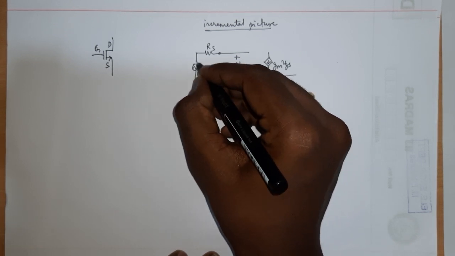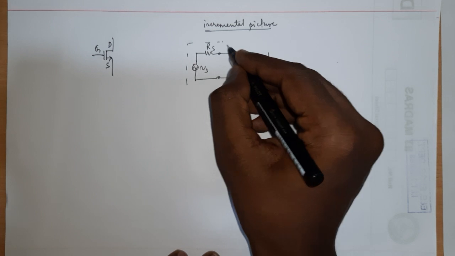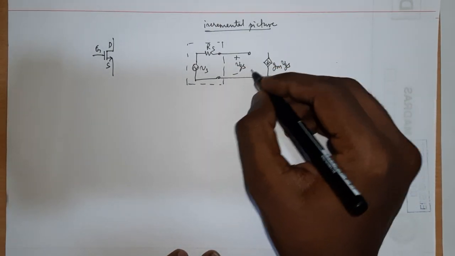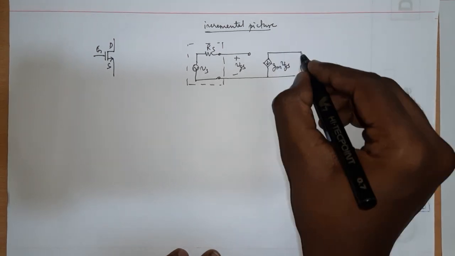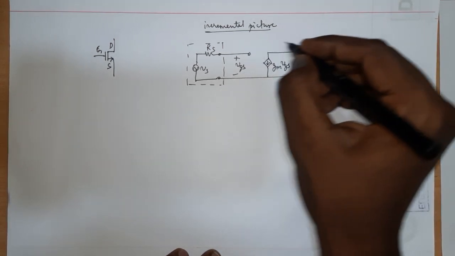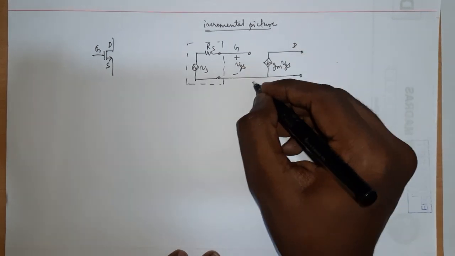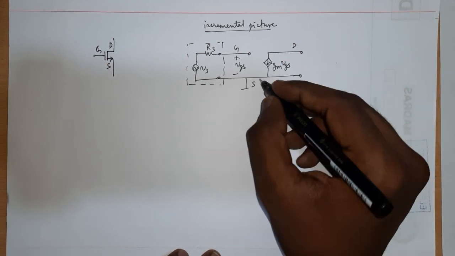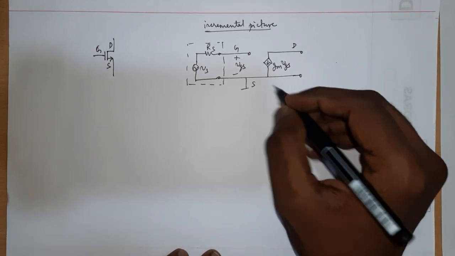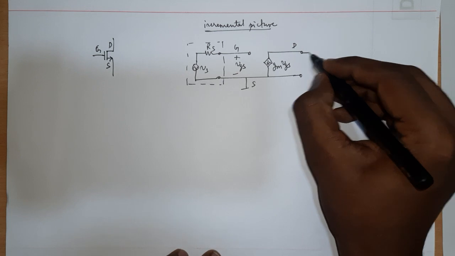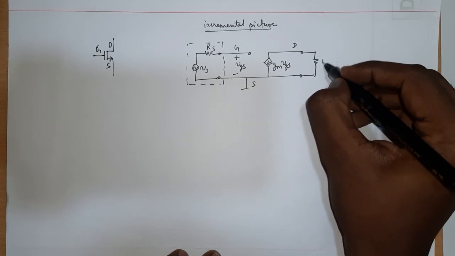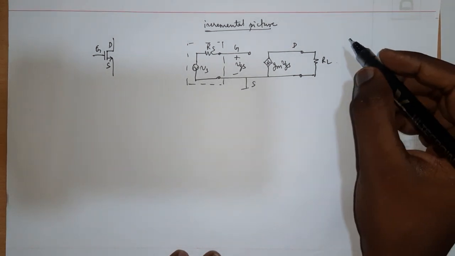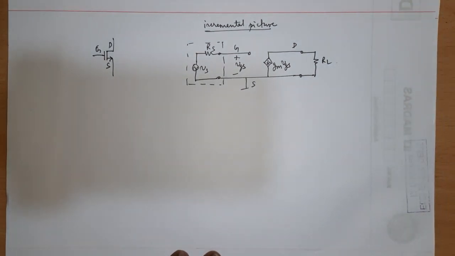This is the Thevenin equivalent of the signal source, whatever you are going to give at the input. It's open circuited, nothing is there here. Then you have the drain terminal, this is gate, and the source is grounded. It is assumed to be grounded. Sometimes I may not even show it, but it's assumed to be grounded. If it is not grounded, I will explicitly mention it. And then you have to connect a load resistor here, right? So this is what I want in the incremental picture.